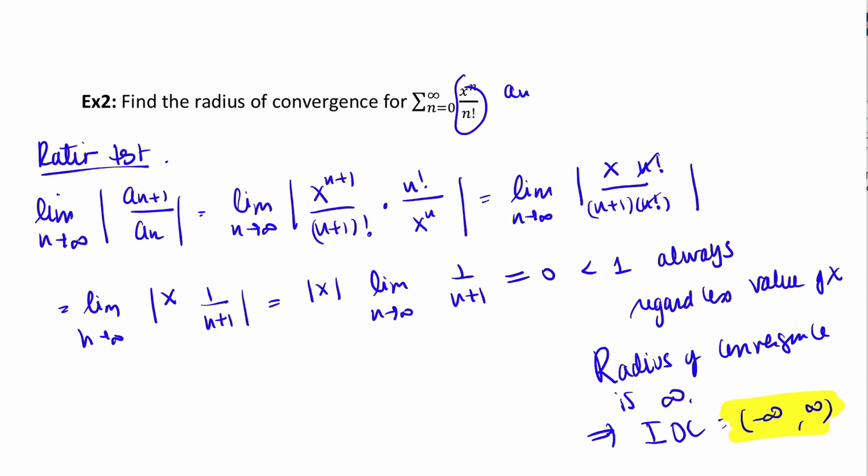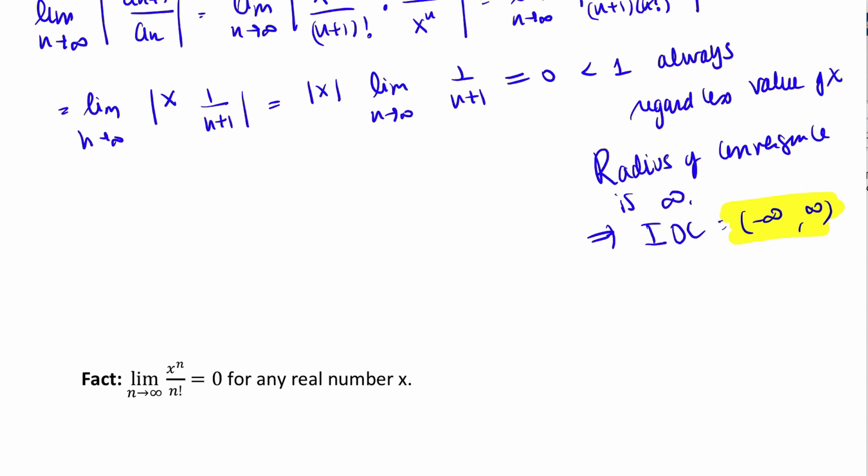Perfect. Now, don't forget that since my series converges, the limit as n goes to infinity of x to the n over n factorial is equal to 0 for any real number x. This is super important. I'm going to use it in my next video, okay?